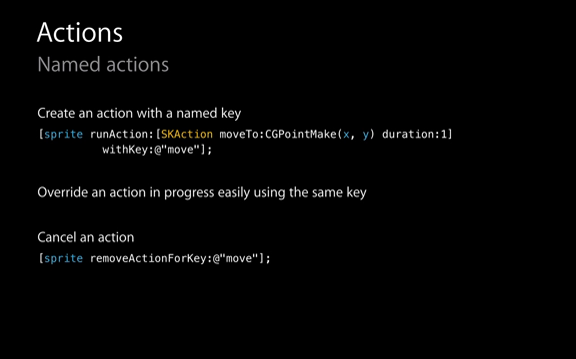And finally, if my monster is coming in here and then he sees that I have the big Monster Ray Repeller 2000, and he decides he doesn't want to go all the way into the scene, we can just use remove action for key with his move key, and that'll cancel that action right away, and he can go and do something else, and we don't have to wait for the execution to play out to the end.